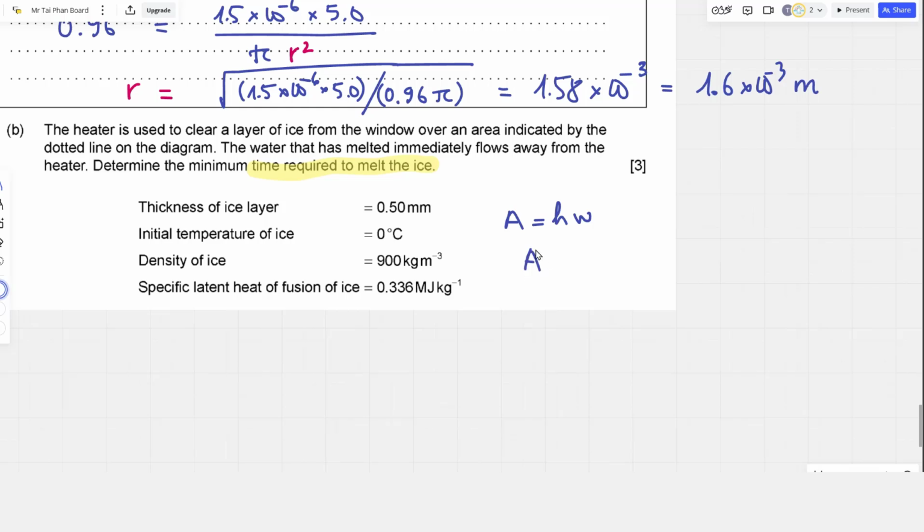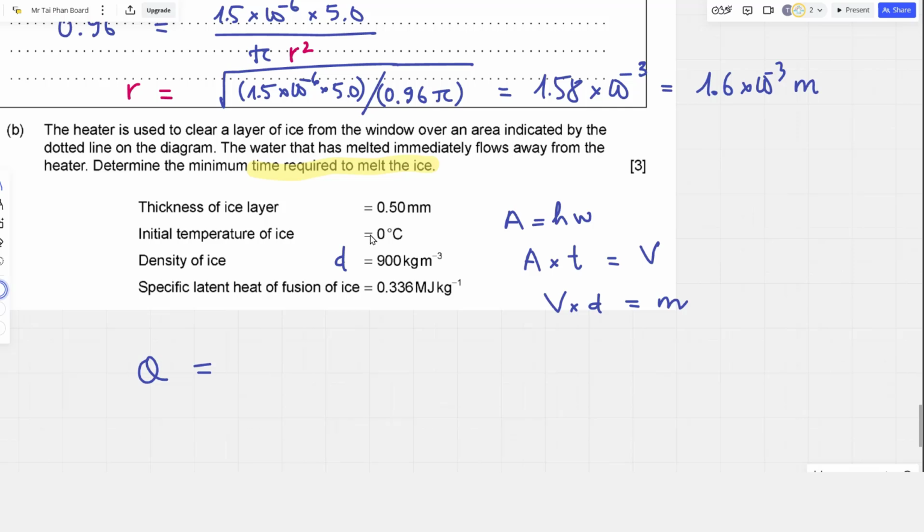Sau khi có area thì multiply area với density. Đây là density D này. Thì mình sẽ được mass. Sorry, thickness nữa chứ. Multiply with thickness trước để được volume. Sau đó lấy volume này nhân với density thì được mass. Sau đó dùng tiếp formula là Q, heat needed to melt the ice.